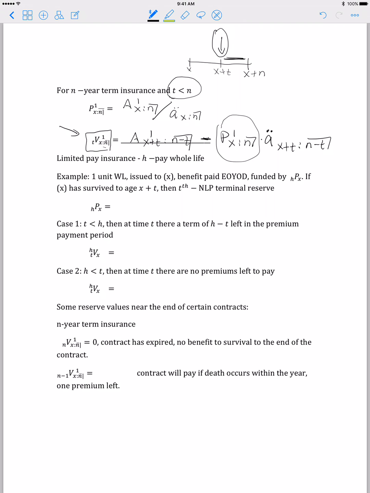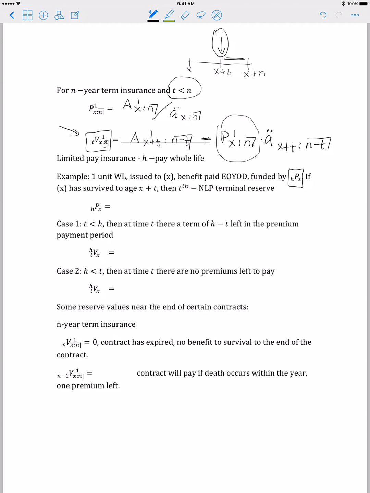Okay, let's look at limited pay insurance. So H-pay whole life means I'm going to pay the premium for H years, and that's all, and then the whole life policy will continue for the rest of my life. So 1 unit of whole life issued to X, benefit paid at the end of the year of death, funded by this premium determined by the equivalence principle.